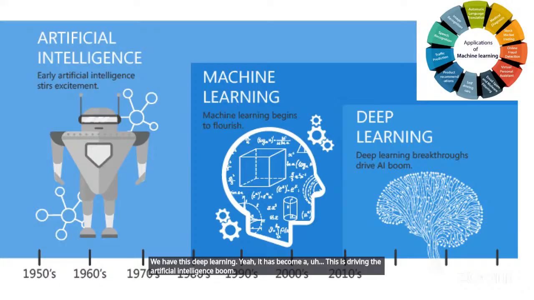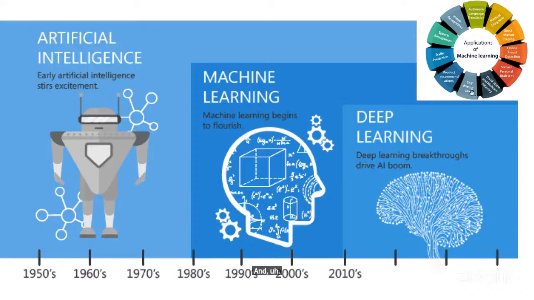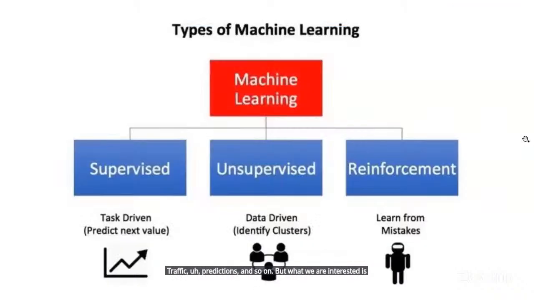As you see on the graph on top, machine learning has applications in almost everything: automated data translations, medical diagnostics, email spam and malware filtering, traffic predictions, and so on. But what we are interested in is astronomy.